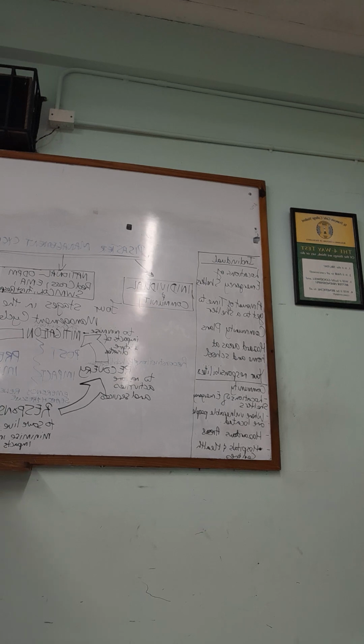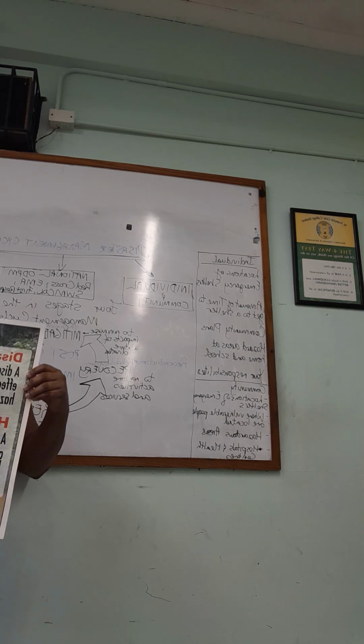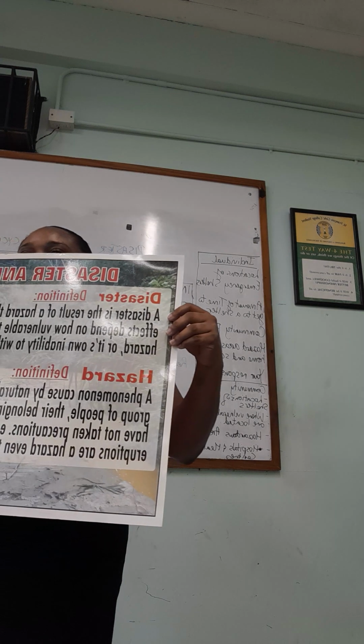Hazard? A hazard is a phenomenon caused by natural or human forces which endanger a group of people, their belongings and their environment, when they have not taken precautions. For example, if you live near a volcano, the eruptions are a hazard even though they may not occur for many years. You all understand that?